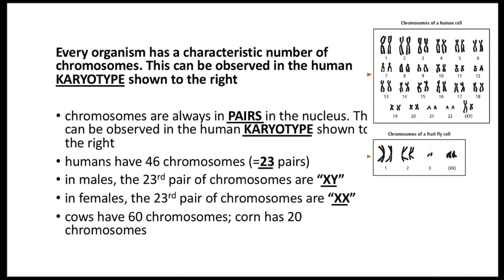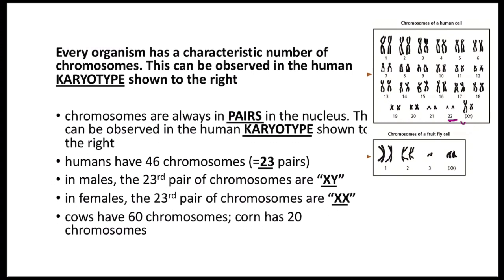There are complementary pairs of chromosomes. So chromosomes are always in pairs in the nucleus. This can be observed in the human karyotype shown on the right. So again, that's that top image. If we're looking up to chromosome number 22, you'll notice that they almost look identical. They're not exactly identical, but they look really similar. The size, everything about them is very similar within those pairs. These are what are called complementary pairs of chromosomes. So these 22 pairs are identical.